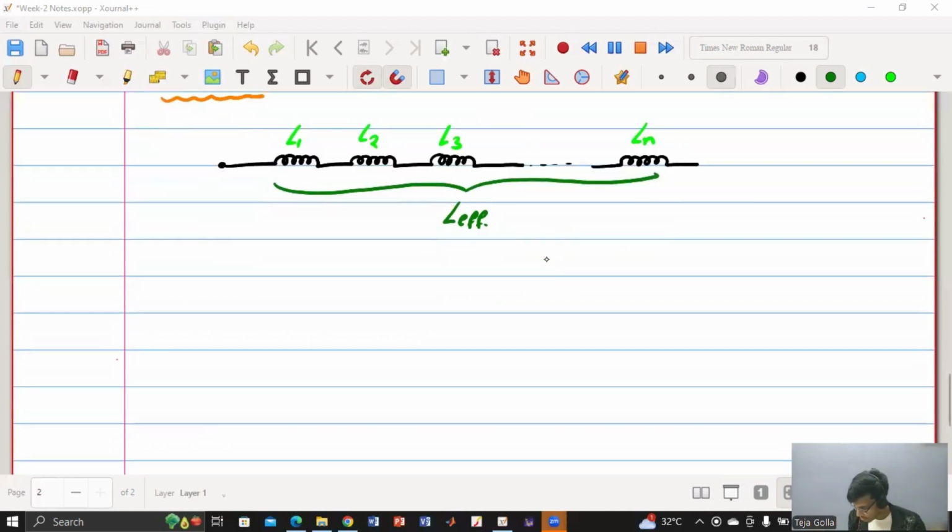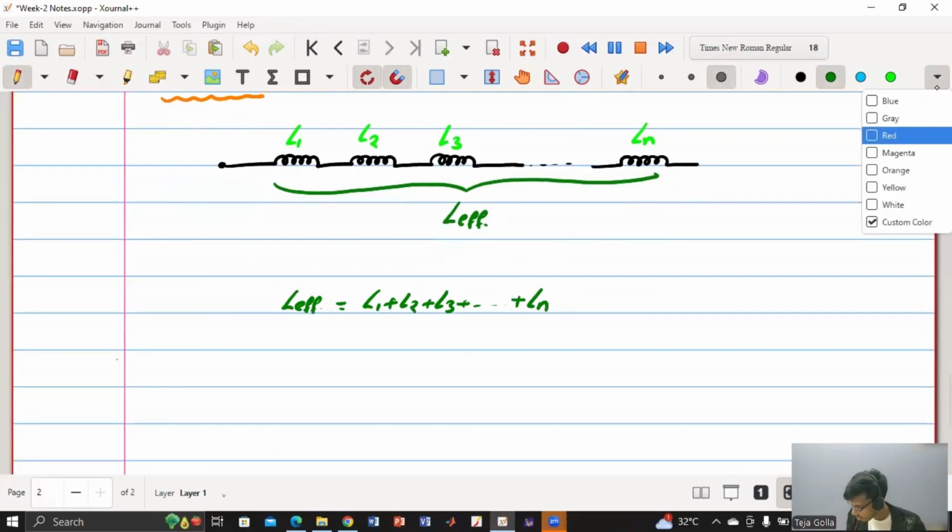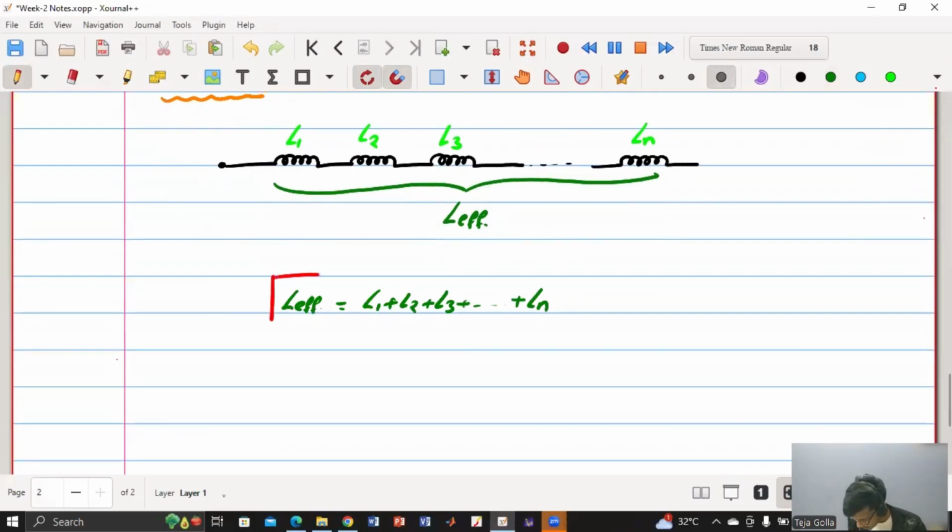So we have L effective. L effective is nothing but, yes, Gayatri Kumari, L1 plus L2 up to so on. You are also right. So we have L effective is nothing but L1 plus L2 plus L3 up to so on plus Ln. So this is the overall effective inductance when these are connected in series.